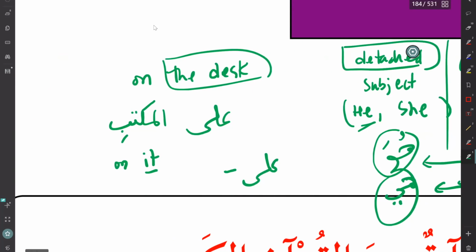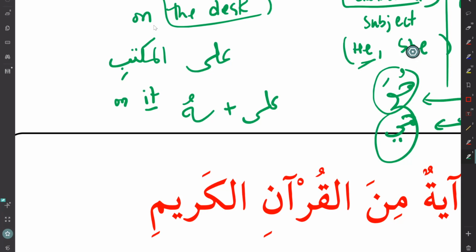So we have ala and then we add who, and we understand we have to combine them. What happens is a little bit technical. This alif that we have, when you combine them, it becomes ya. So you have alayhi.